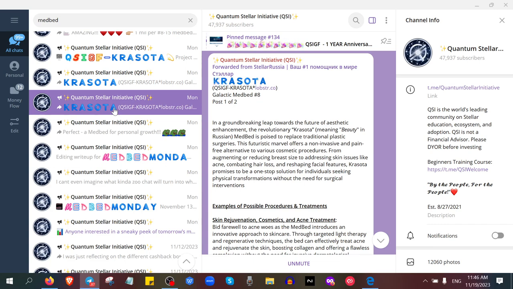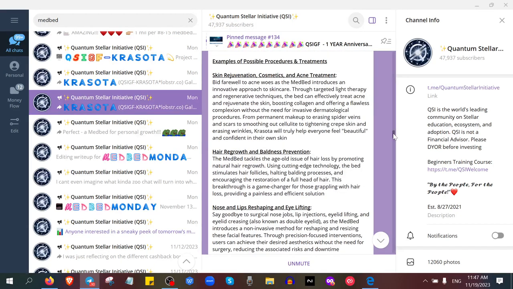In a groundbreaking leap towards the future of aesthetic enhancement, the revolutionary Crasota, meaning beauty in Russian, Medbeds is poised to replace traditional plastic surgeries. This futuristic marvel offers a non-invasive and pain-free alternative to various cosmetic procedures. From augmenting or reducing breast size to addressing skin issues like acne, combating hair loss, and reshaping facial features, Crasota promises to be a one solution for individuals seeking physical transformations without the need for surgical interventions.